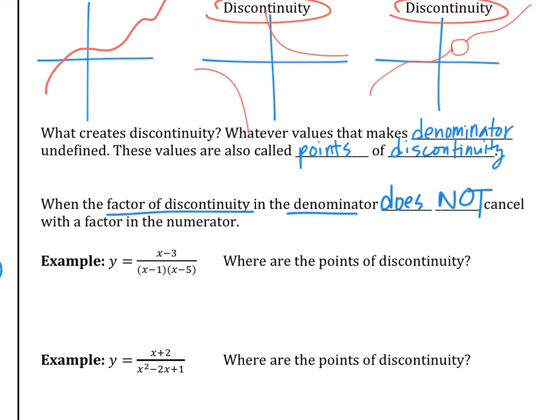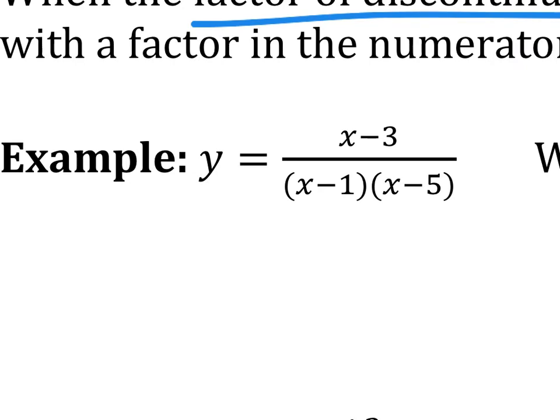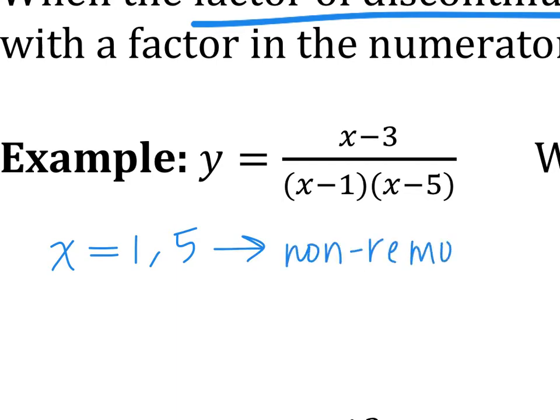Okay, let's look at an example first. First one, x minus 3 over x minus 1 times x minus 5. Where are the points of discontinuity? 1 and 5. Yeah, only the denominator. Does the factor in the denominator cancel with anything in the numerator? No. So then these two points are both non-removable discontinuity.